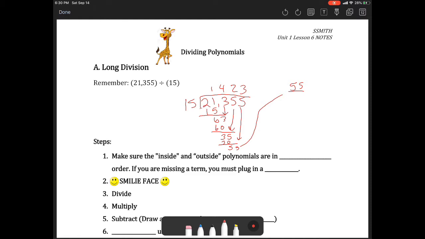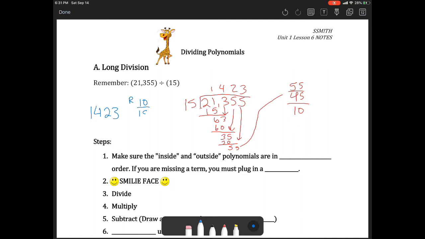And when we get that, we end up with our remainder of 10 because we've gone through all of our spots. So our final answer, which I'm going to put in blue, is going to be 1,423 with a remainder of 10 over 15. So that's just a little reminder on how we do long division. But now we're going to be dividing polynomials with long division.